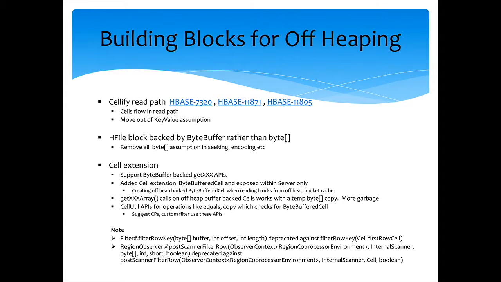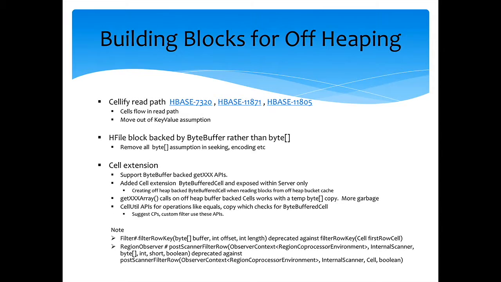And we added CellUtil APIs such that they can deal with this; they will type check the incoming cell. If it is a byte buffer backed cell, it will use the getters which return byte buffer rather than byte array, because byte array based APIs still work on that new type of cell implementation, but they need a temporary on-heap copy, which can create a lot of garbage. So the CellUtil will try to avoid that. This is just a note I added.